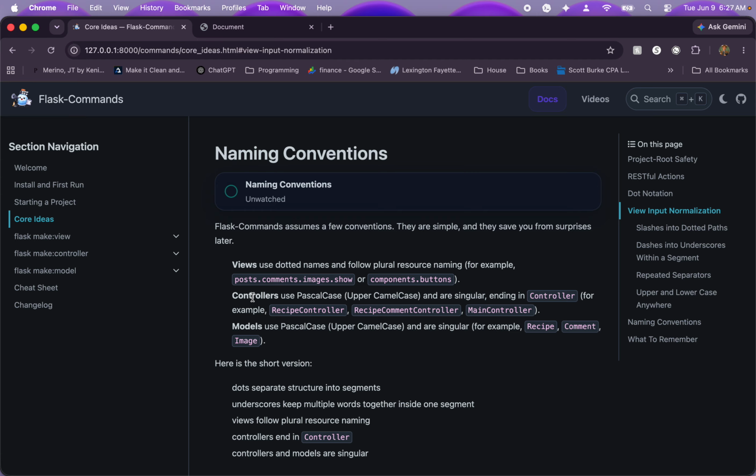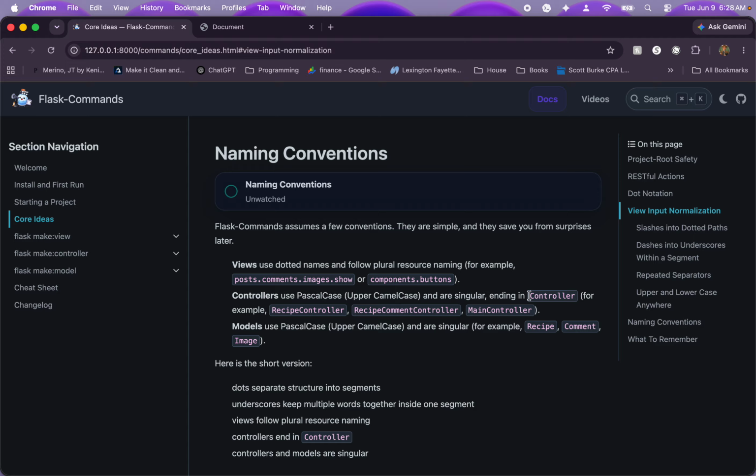For controllers, I'm going to use PascalCase. PascalCase is upper camel case, so it's camel case, which means words are separated by capital letters. And I always end with controller. That's just my convention. So if I want the controller, and if you don't know what a controller is, don't worry. By the end of all these videos, you will definitely know what a controller is.